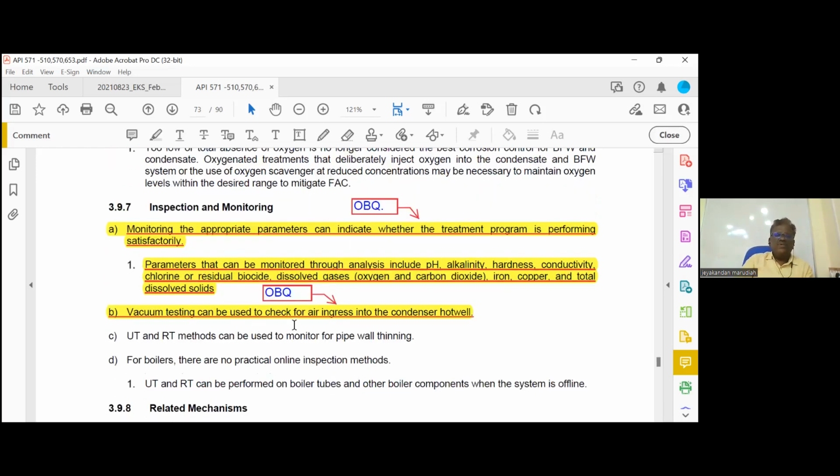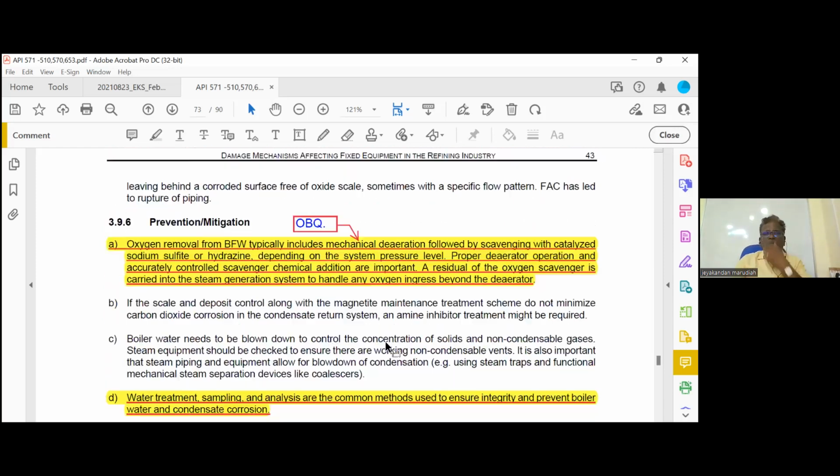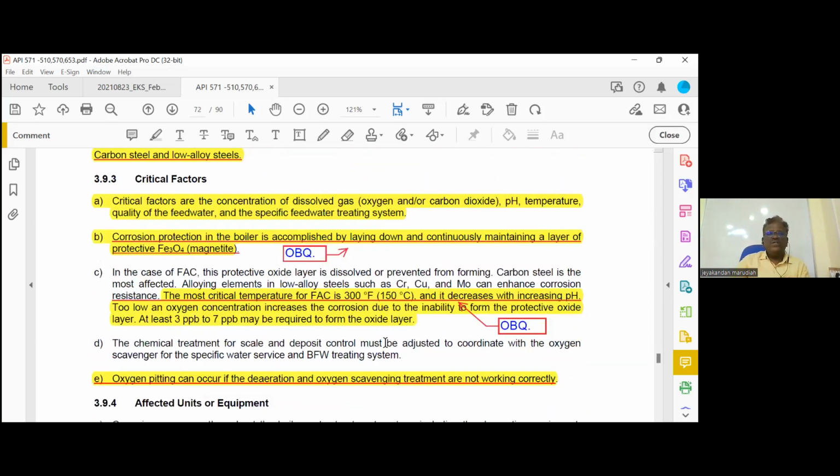Then vacuum testing can be used to check air ingress in the condenser. We can go for a vacuum box test. This is all open to question. That's all. So 1, 2, 3, 4, 5, 6.